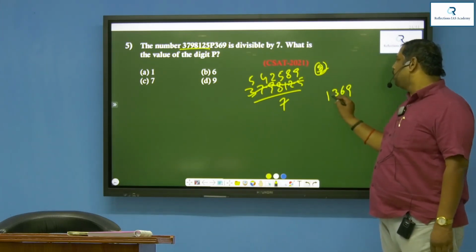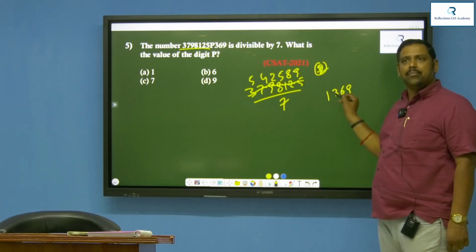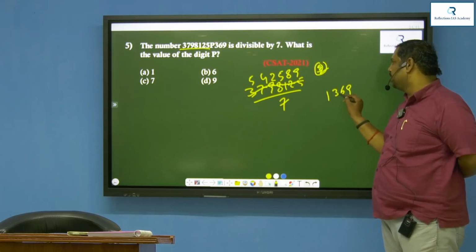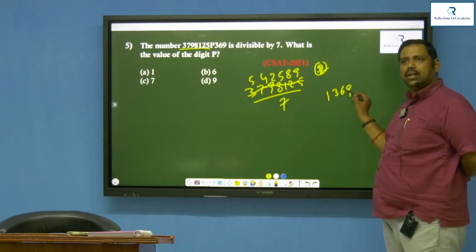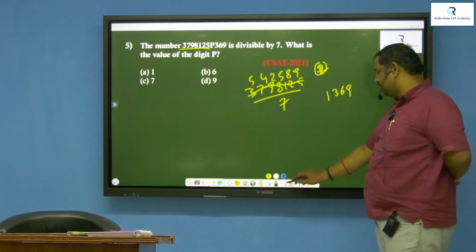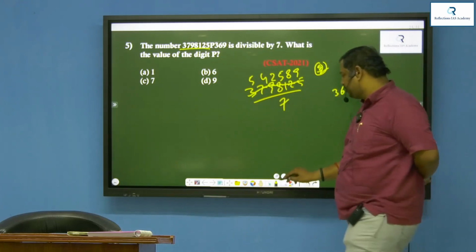Now tell me, it is 1, 3, 6, 9 or already 2 is carrying? 2 is carrying means it is 21. 21 means 7 is divisible. 36 means 7 5s. 19 means not divisible. Now tell me, P equal to 1 is possible or not possible? Not possible. Leave it.